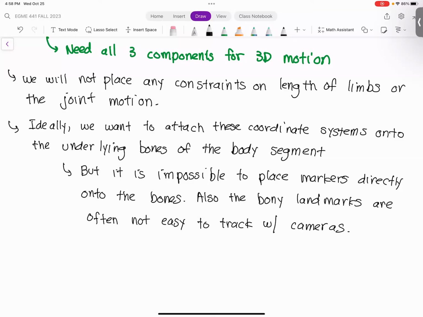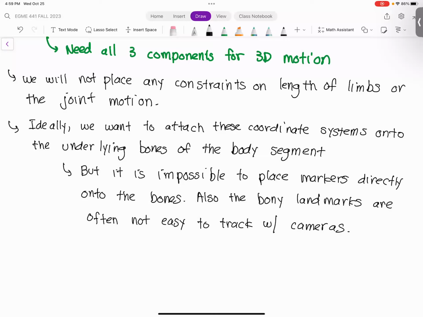For instance, one tracker that's used for your elbow quite a lot, you can feel it on the inside of your arm, right? If you feel on the inside of your arm, your humerus bone sticks out a little bit at your elbow joint. So the inside of your elbow, where that bone comes out right there, would be the perfect place to put one of these markers to track the motion of your humerus.